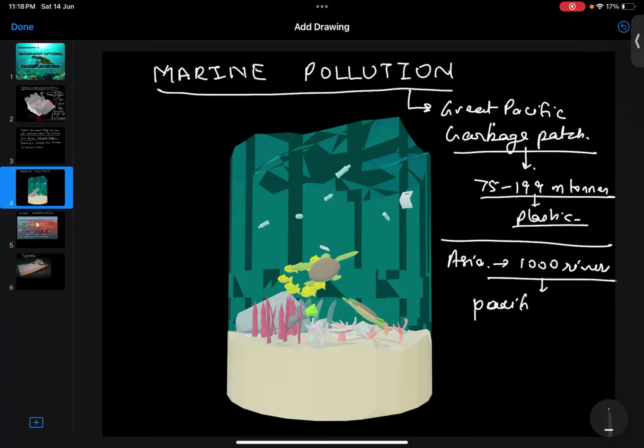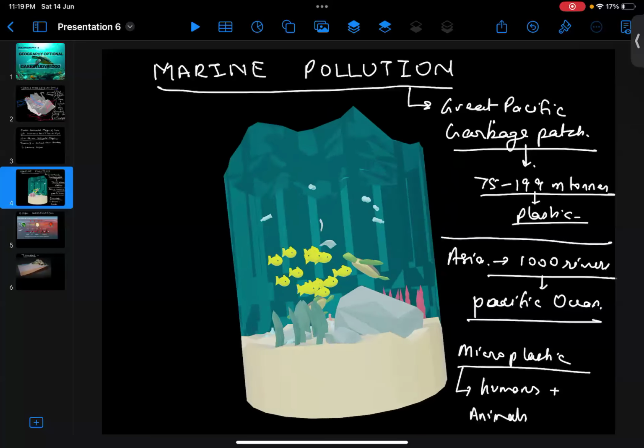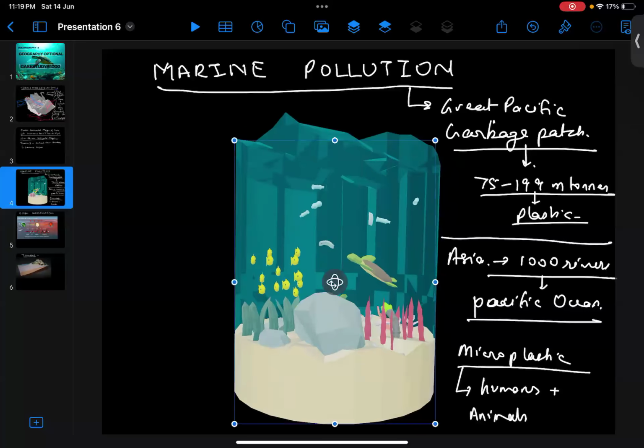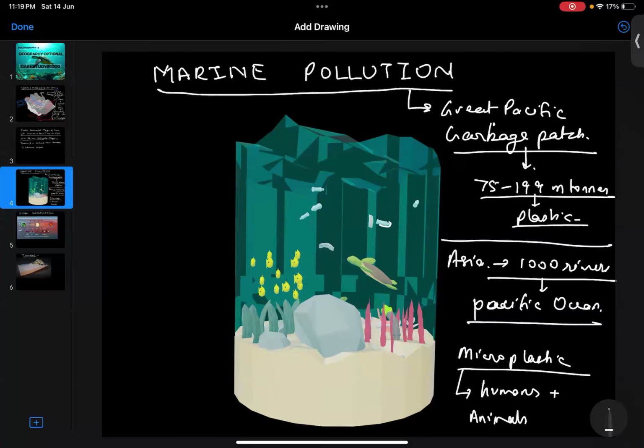So this is an important data point. Because of this, what is happening? This is resulting in an increase of microplastic, which is consumed by humans plus animals. It is getting biomagnified and also bioaccumulated. Here we can see the presence of certain plastic materials.